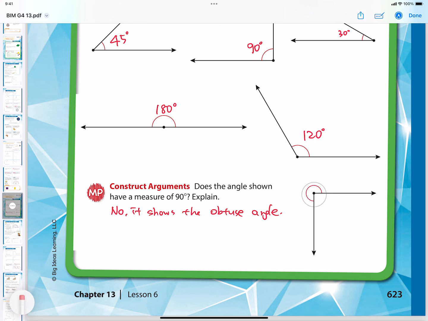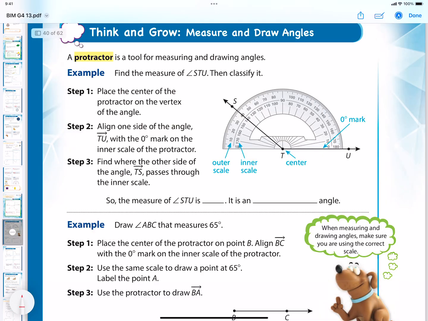So please read this circle. So where it points, okay? This, we are going to measure the outer line. All right, let's move on to our second page.